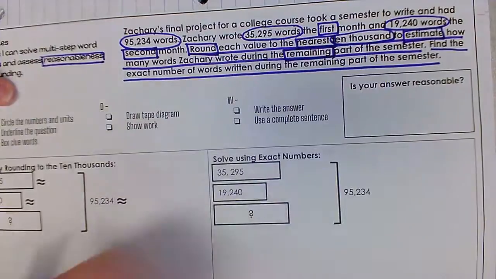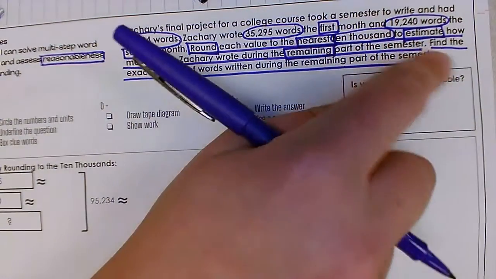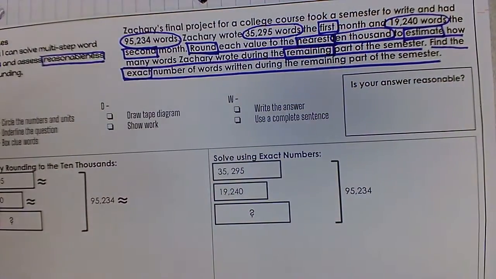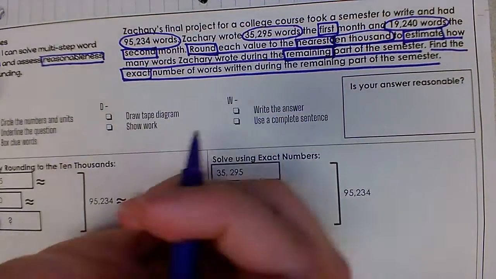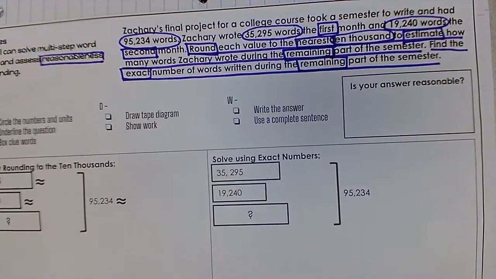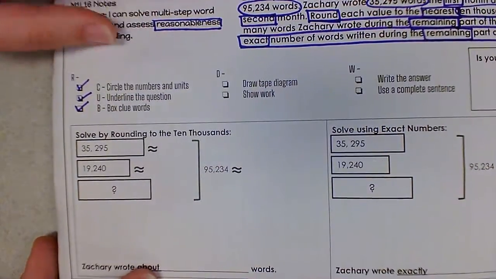Remaining, like the word remainder, tells me what's left over. And if I'm finding leftovers, I'm probably going to be doing subtraction. Find the exact number of words written during the remaining part of the semester. Now that I've boxed my clue words, it's time for us to draw a tape diagram.